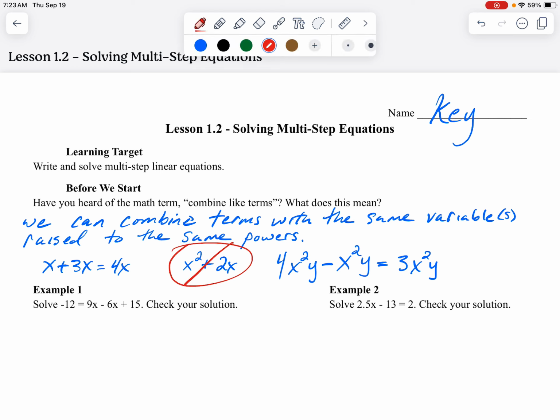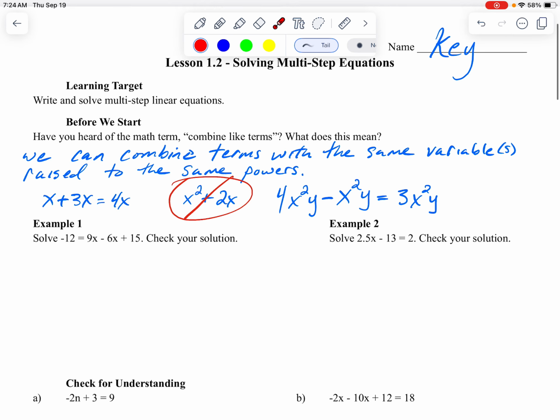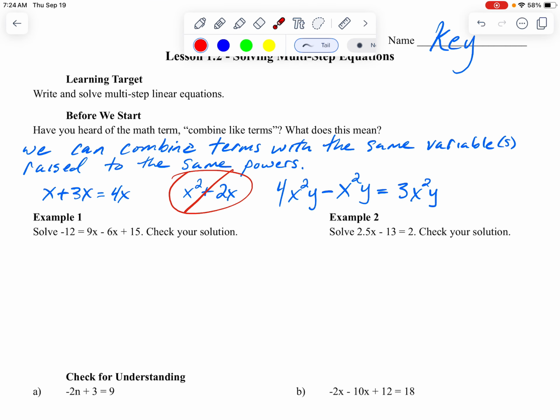And then getting a little more complicated, our variables here are x squared y. So that's x squared times y. And if I have 4 of those and I subtract 1 of those, I get 3 of that same thing. Same variables raised to the same power, so I can combine them. So we're going to do a couple problems where we need to combine variables.